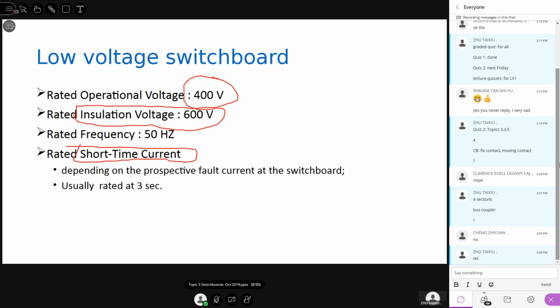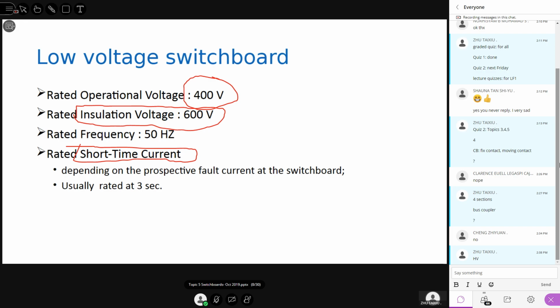Now you have to allow some time for the mechanical device to disconnect the circuit, disconnect the fault. So during this period, before the circuit breaker trips the fault, the switchboard will see the short circuit current, right? The fault current will go through the switchboard. So during these first 3 seconds, the switchboard cannot fail.